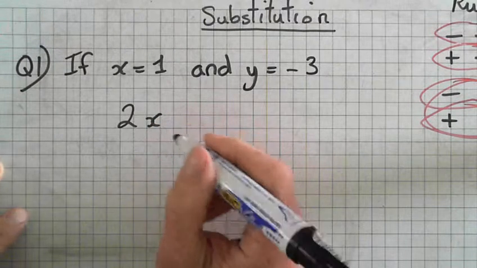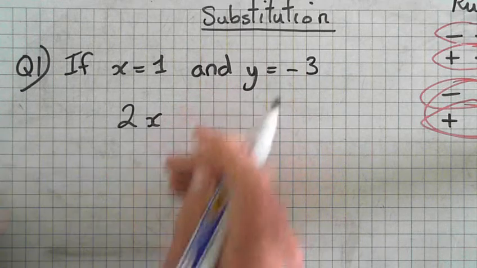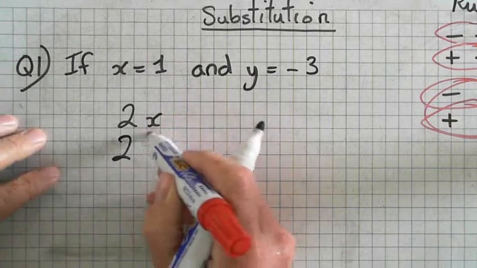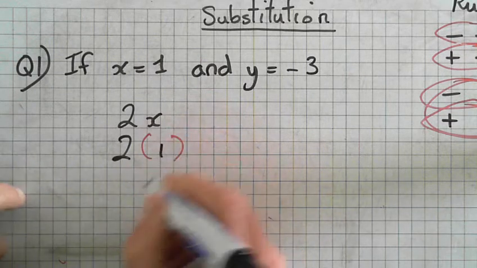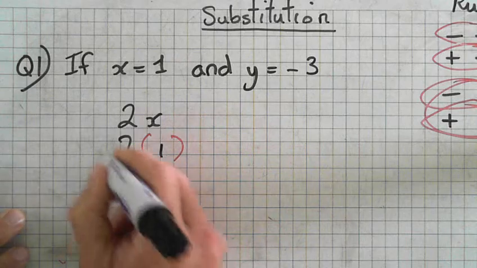Right, we'll do lots of real quick ones you'll be able to watch again. Right, 2 times x. So what are we doing? We're replacing x with brackets. So it's obviously simple. 2 times 1 is? The answer is 2.